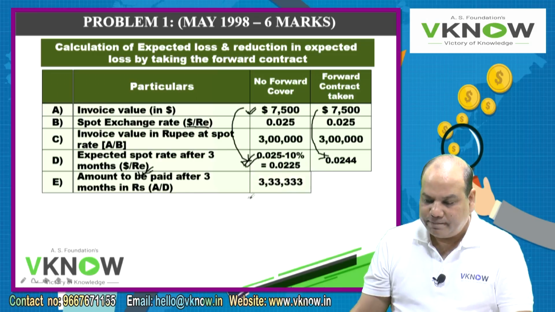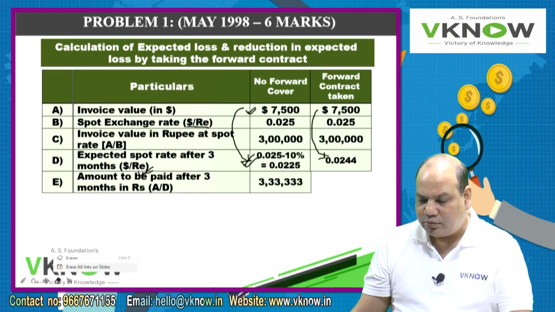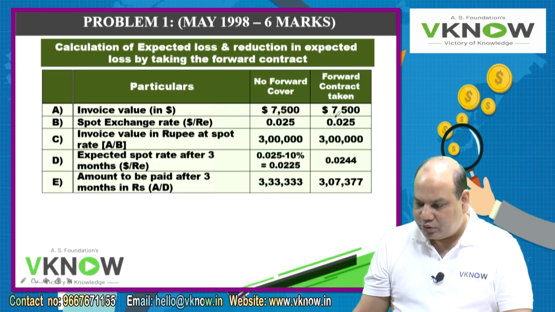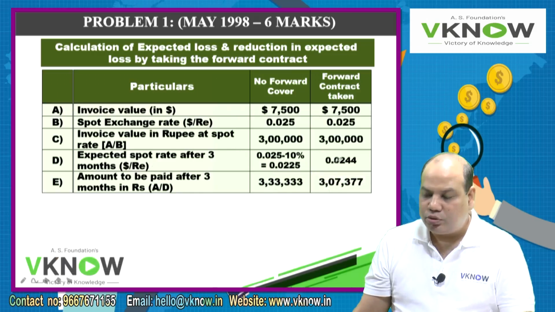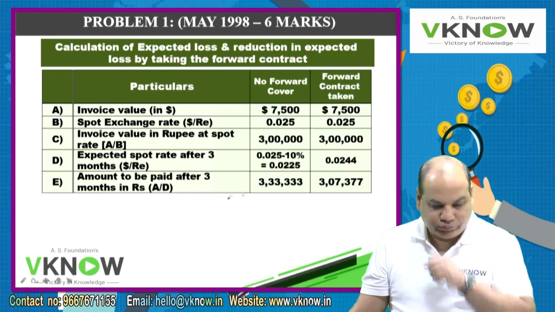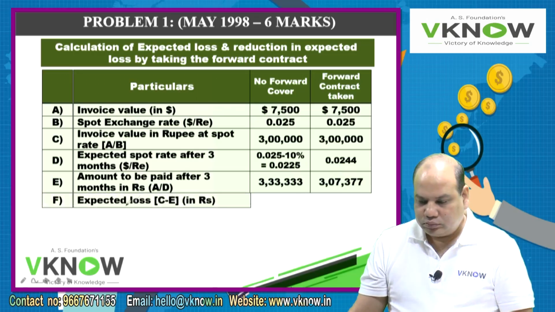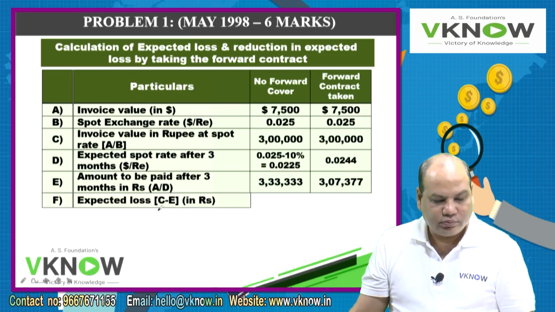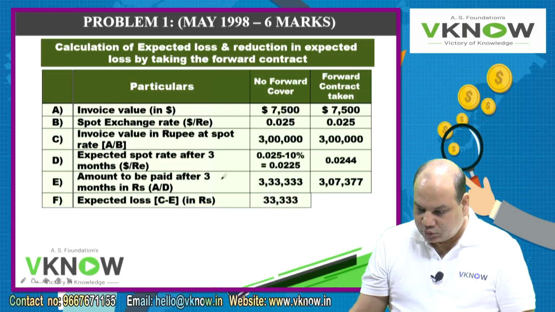A upon D. If you do not hedge, you will end up paying 3,33,333. And if you hedge, you will pay 7,500 by 0.0244, 3,07,377. Therefore, expected loss.